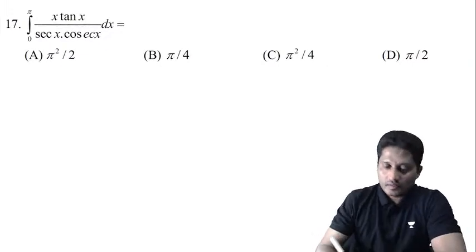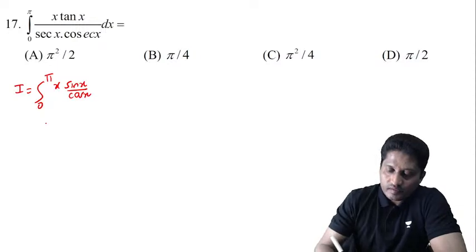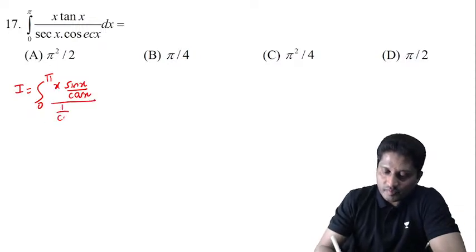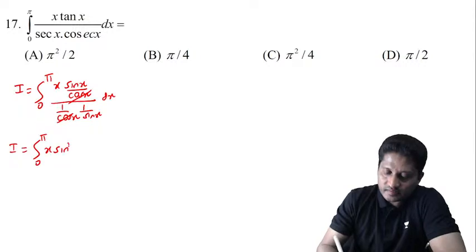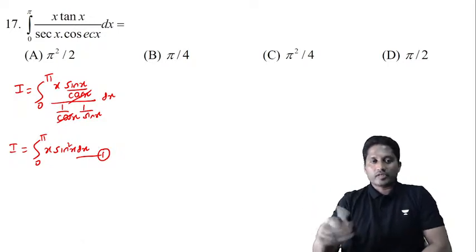Right. Question number 17. I is equal to integral 0 to pi of x into tan x, which can be written as sine by cos, divided by sec x, which can be written as 1 by cos, and cosec x, which can be written as 1 by sine. Anyways, this will cancel. This is 0 to pi x into sine square x dx, called equation 1. If you want, you can write sine square x as 1 minus cos 2x by 2 and use by parts.